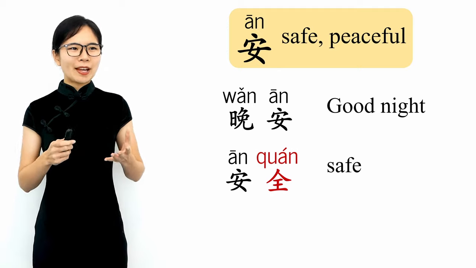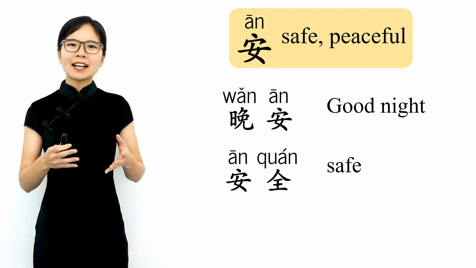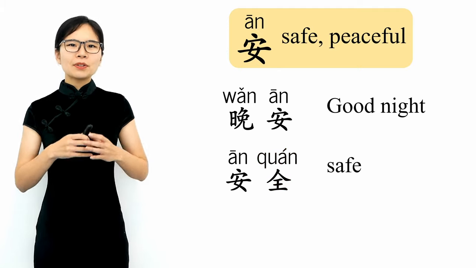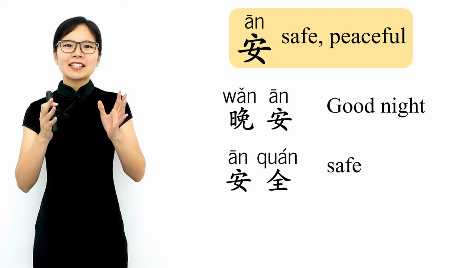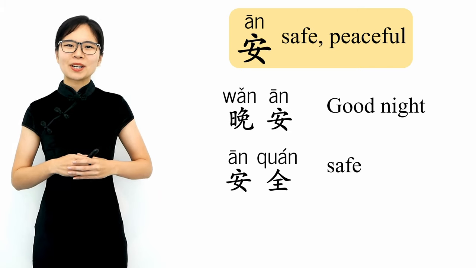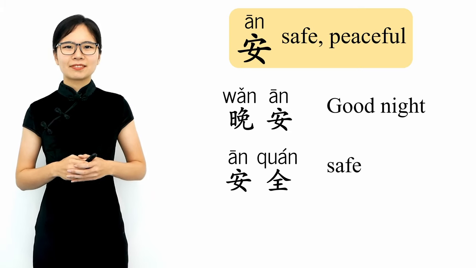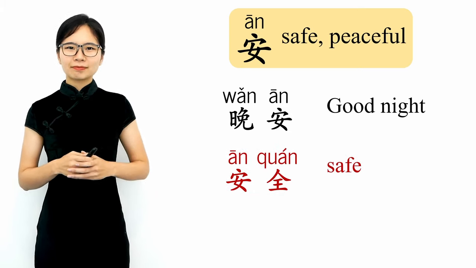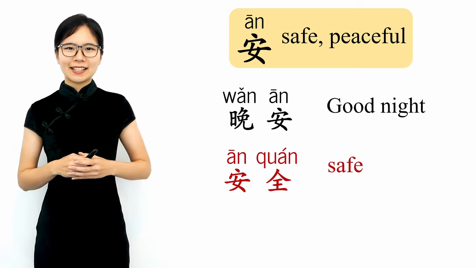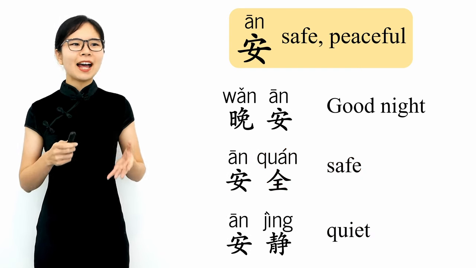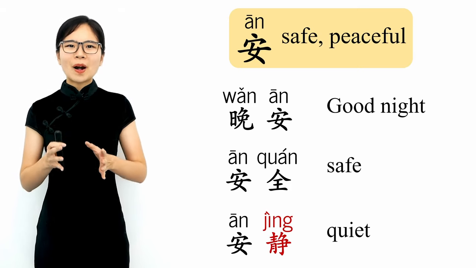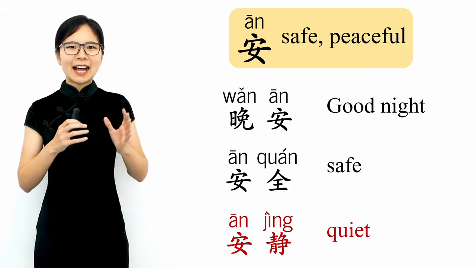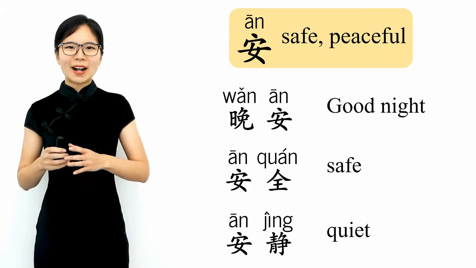安全 means safe. The character 全 by itself means entire or whole. So you can think of this as meaning that there is no risk of damage, injury, or loss. In other words, it's safe. 安全, 安全, safe.